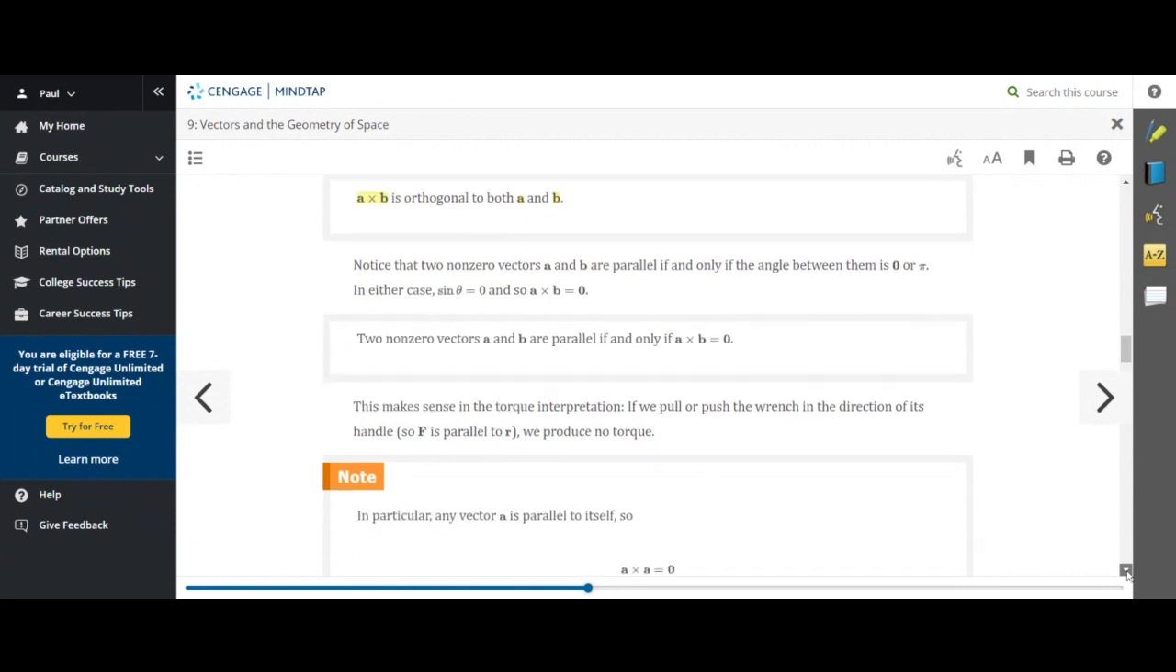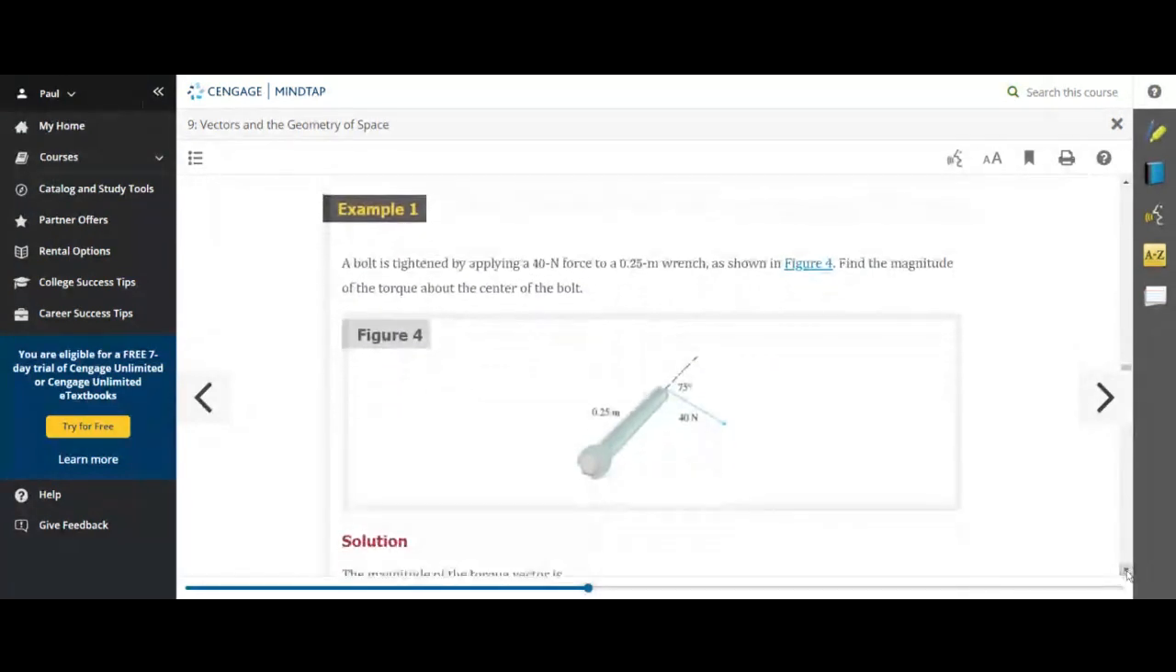So really I'm giving you a guided tour here of this section. In example one, a bolt is tightened by applying a 40 Newton force to a 0.25 meter wrench, as shown in figure 4. Find the magnitude of the torque about the center of the bolt. Well, we use the definition of the cross product here.